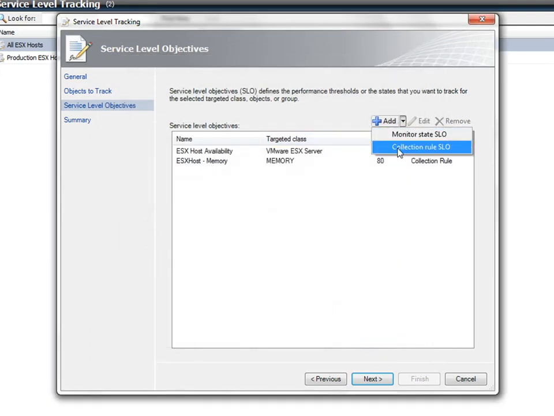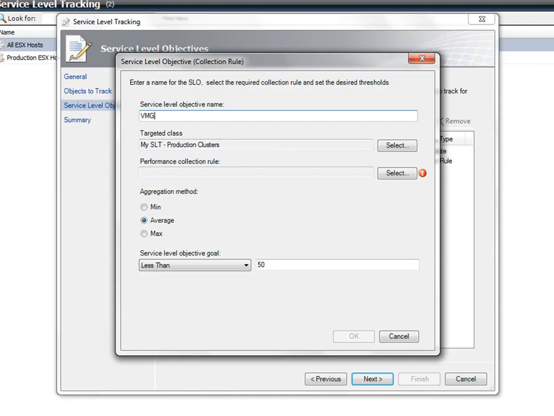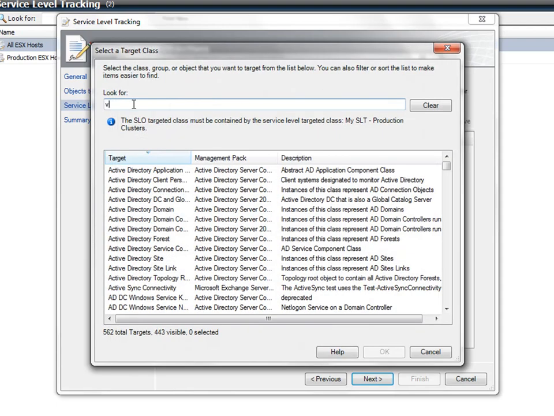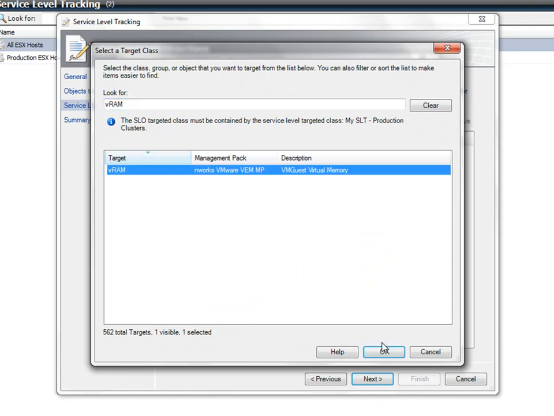The third SLO will extend to the VM guests. For this demonstration, we will want to monitor the VM guests' active memory capacity. However, instead of monitoring against an objective goal of less than some percentage, we will want to measure against more than some percentage. We are doing this to determine if any VMs are configured with too much committed memory. For the VMs that do not meet our objective goal, we will want to reconfigure with a smaller amount of memory. In order to target the appropriate VM guest memory metrics, we will need to change the targeted class to VRAM.